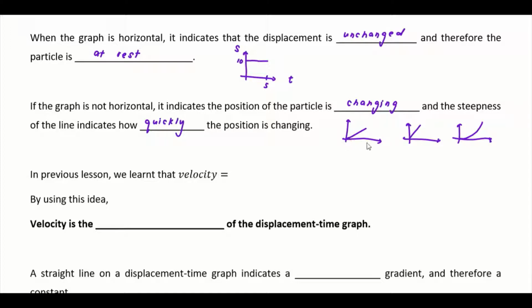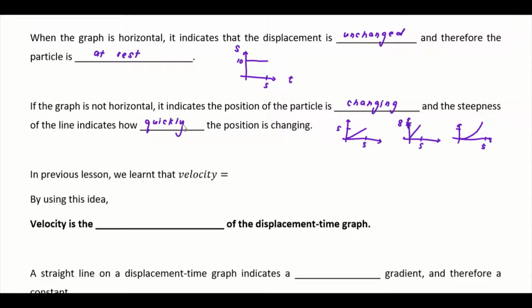You can imagine, if this is all from 0 to 5, this is 0 to 5 as well, and this is 0 to 5. Perhaps here it reaches 5 and here it may reach 8. So this particle used 5 seconds to reach 5 meters, and this particle used 5 seconds to reach 8 meters, and so on. The steeper the gradient or the steeper the line, the faster the position of the particle is changing.